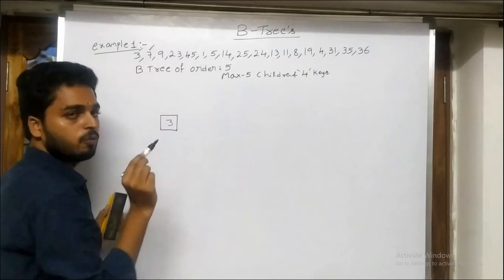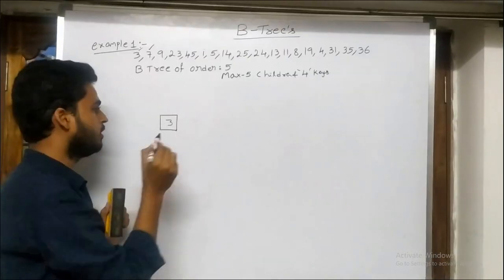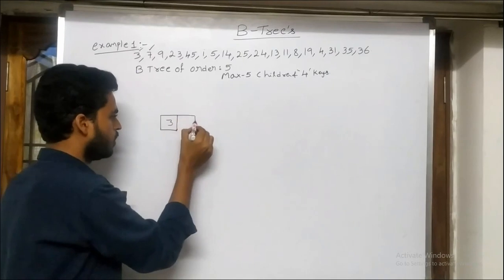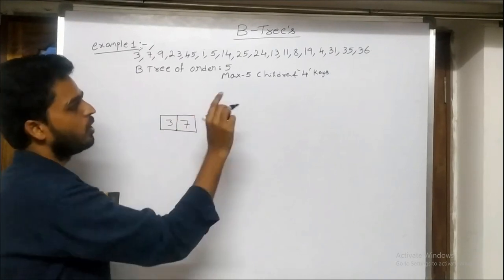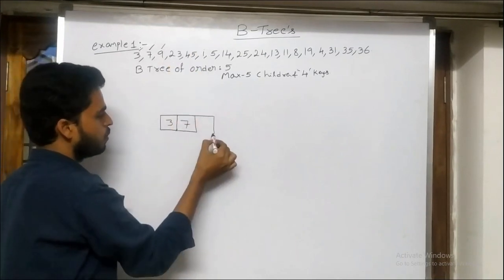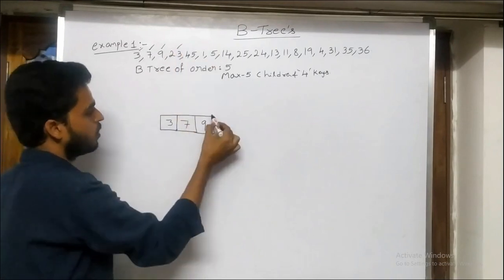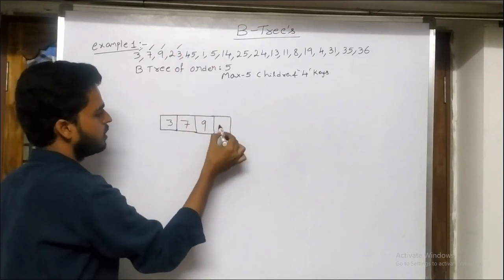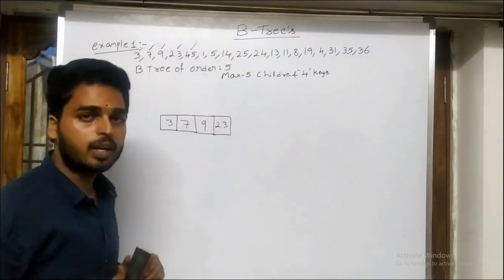Create a node. Then I will take the value 7. Where I will insert the value 7? I will insert the value 7 at the leaf node. There is only one leaf node, so I will insert the value at the leaf node. After inserting, we need to check. There is no violation. Next 9. I will insert at the leaf node. I will insert it here. There is no violation. I will insert at the leaf node 23. There is no violation. Next, I am trying to insert the value 45.